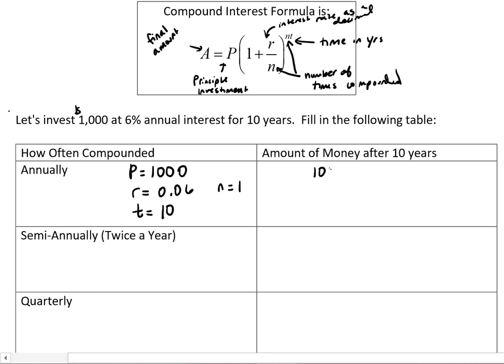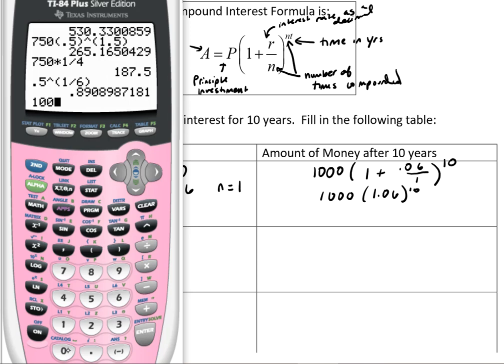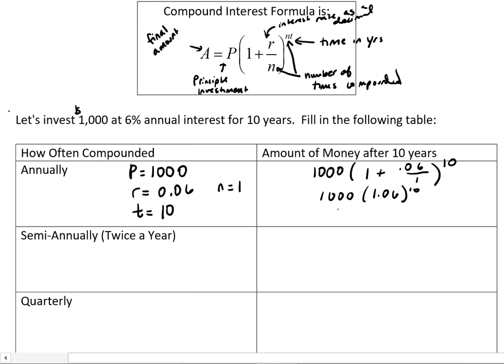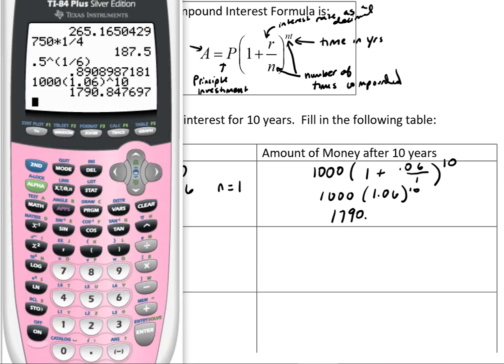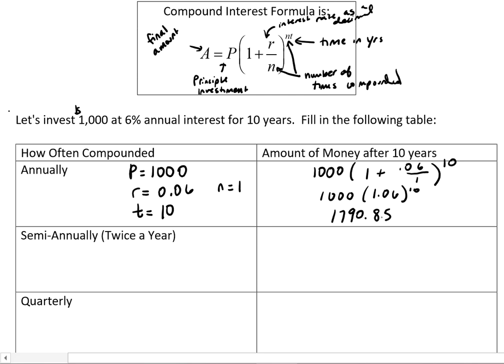So I'm going to have 1,000, 1 plus 0.06 over 1, I'm thinking about the next one already, to the 10th. So it's really just 1,000, 1.06 to the 10th. So 1,000, 1.06 to the 10th. So $1,790.85. Now, this is making an assumption, one, that I have a place where I found 6% interest, which good luck with that right now, but also that I made no additional deposits or withdrawals from this account.